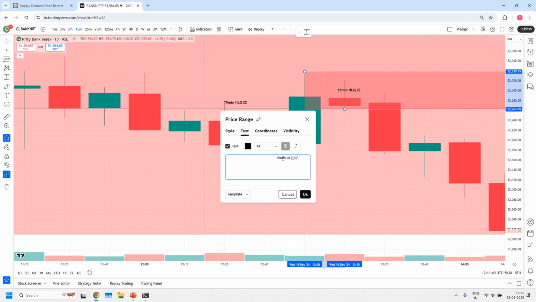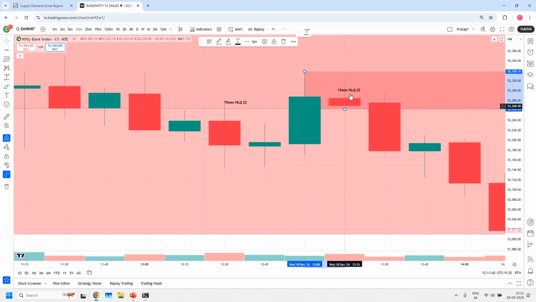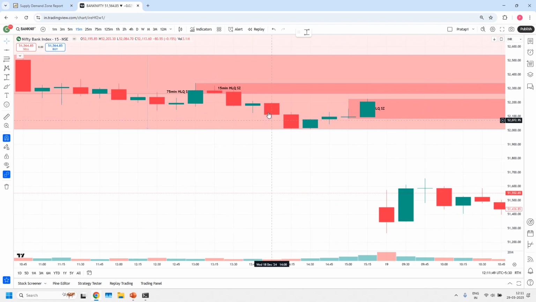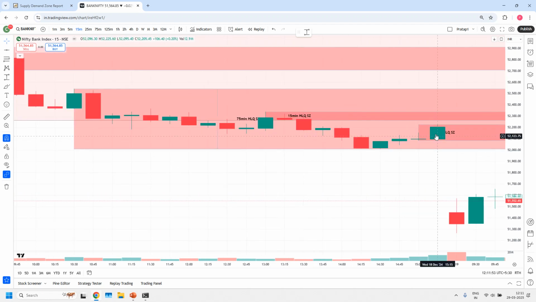After drawing this zone, what is the next step you have to do? Go to 5 minutes, fine tune in the 5 minutes time frame. If the fine tuned 5 minutes is a fresh zone, you can plan your trade next time when prices are entering into this zone. This is the 15 minute zone. So here also same thing. Sorry, this is 25 minutes. Here also same thing. Go to 5 minutes, any 5 minutes fine tuned zone is there, you plan your trade. Otherwise, this zone will be violated.